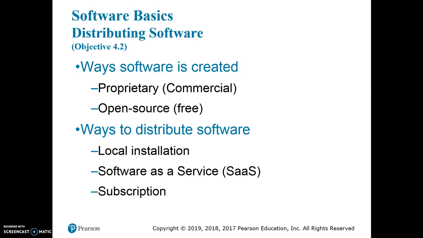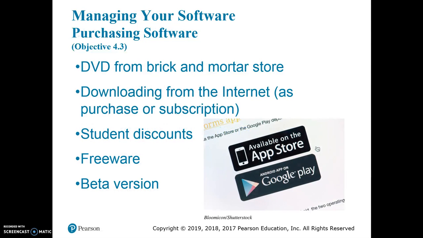And then there's various ways to distribute this software. So there's a local installation, okay? That's where you actually install right to your machine. There's software as a service, and we also have subscription. Normally, you can acquire your software through a brick and mortar store or by downloading it from the internet.